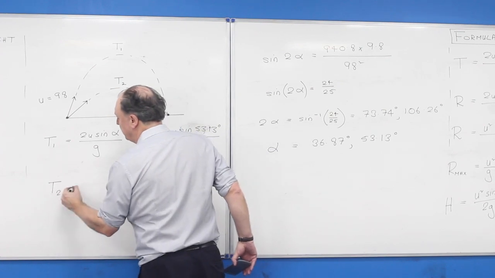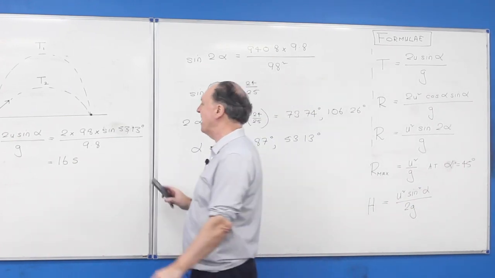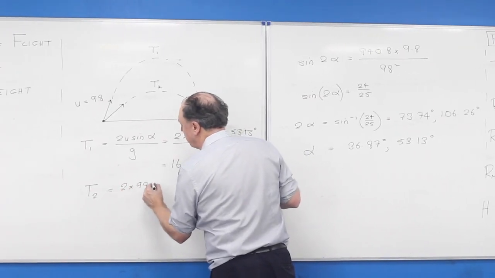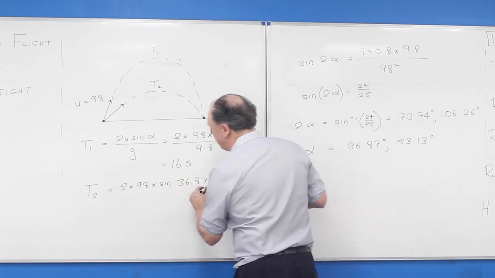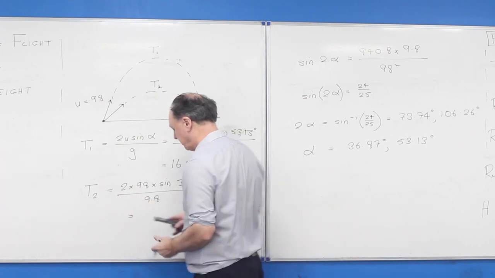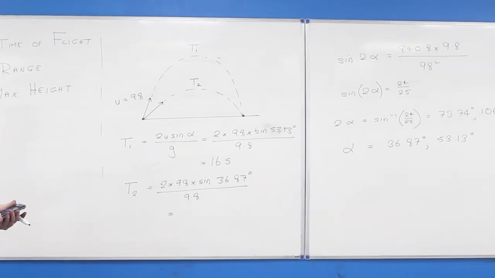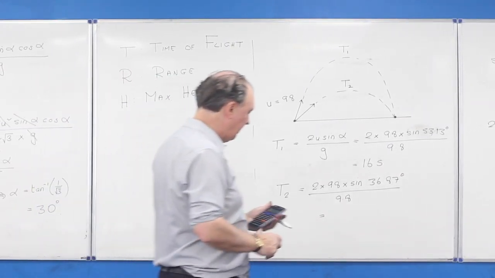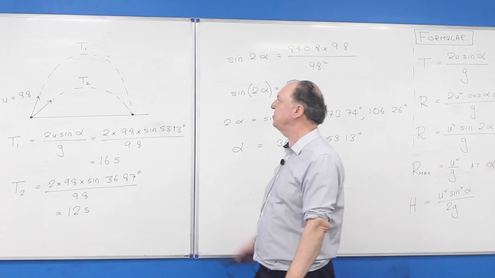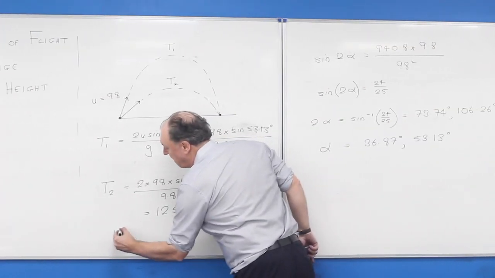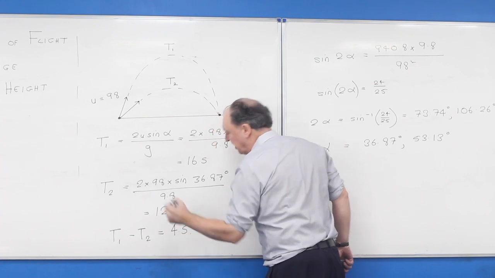And then in order to work out T2, I'm going to do the same thing. My only change is that the angle is going to be the smaller angle. So it's 2 by 98 by the sine of 36.87 degrees divided by 9.8. In my calculator, all I'm going to do is press the replay button and change that angle. And I get 12 seconds, almost exactly. And therefore, what's the difference in the two times of flight? It's the longer one, T1, minus the shorter one, T2. It's 16 seconds minus 12 seconds, 4 seconds.